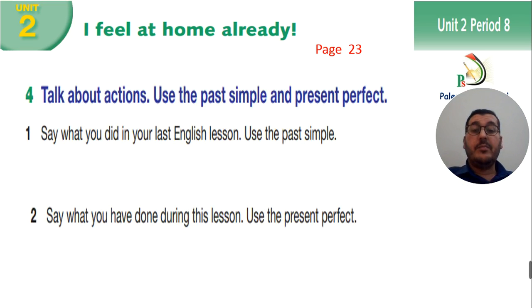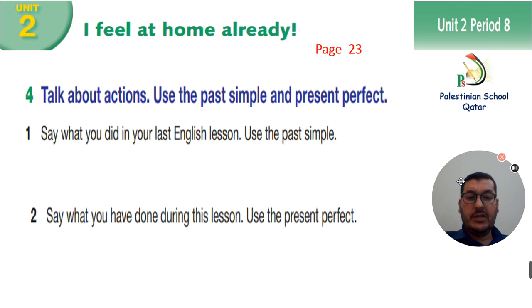Exercise number 4, period number 8, page 23. Talk about actions. Use the past simple and the present perfect. In this exercise, everybody, we have to change and put the sentence according to the question. Now, number 1, say what you did in your last English lesson.